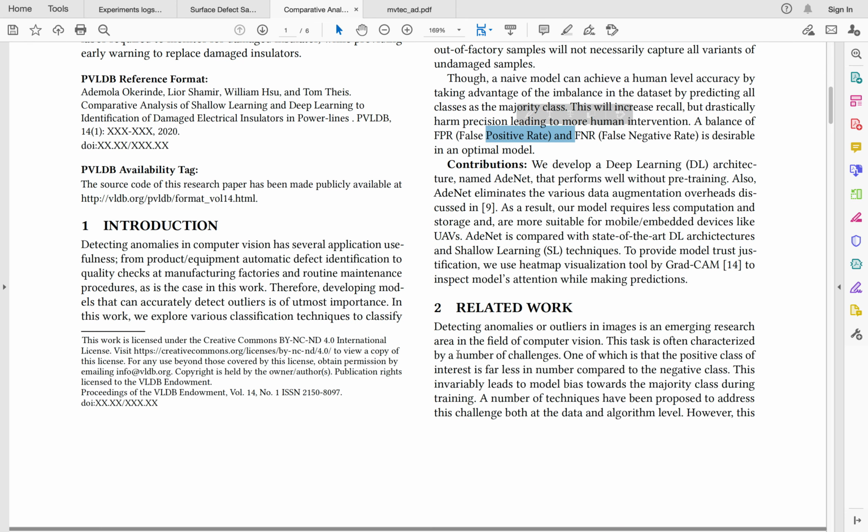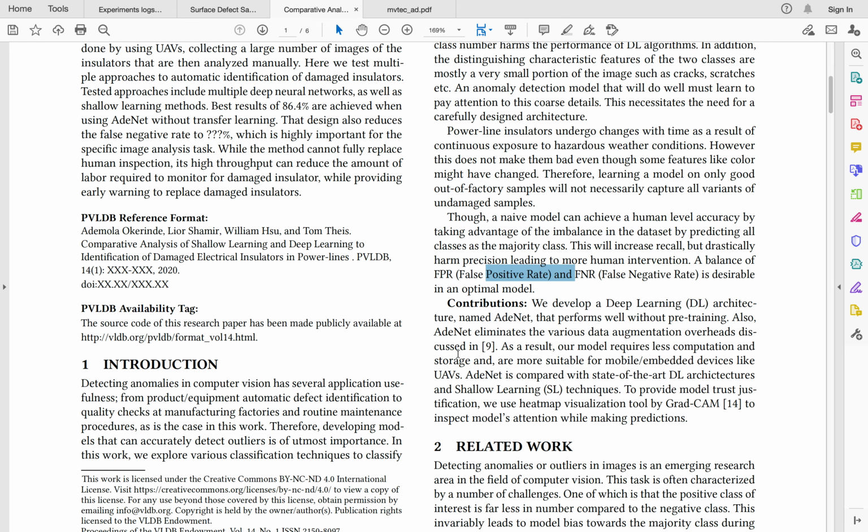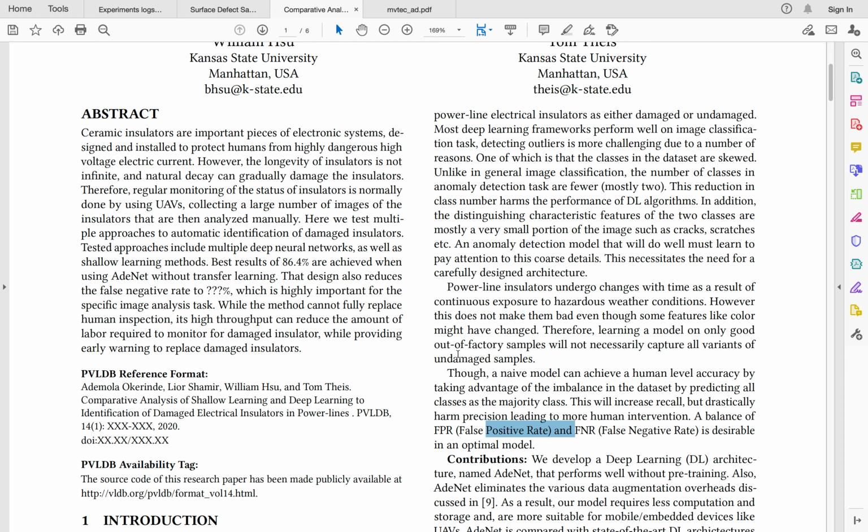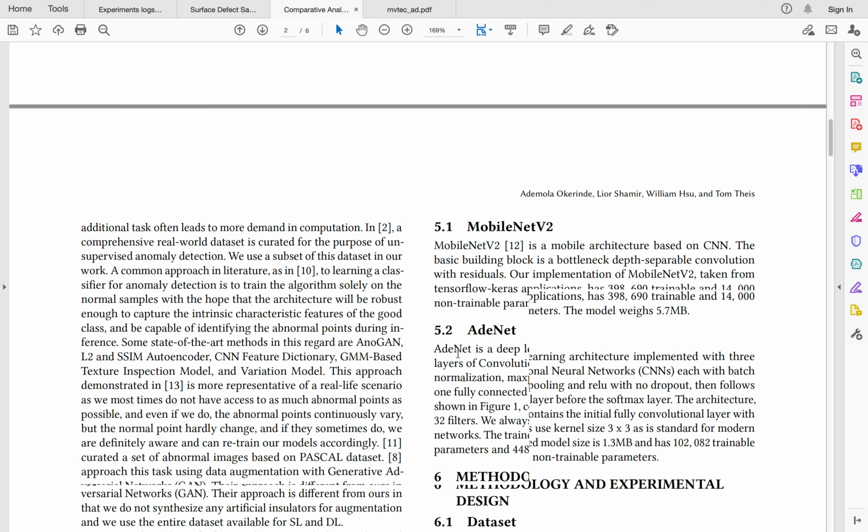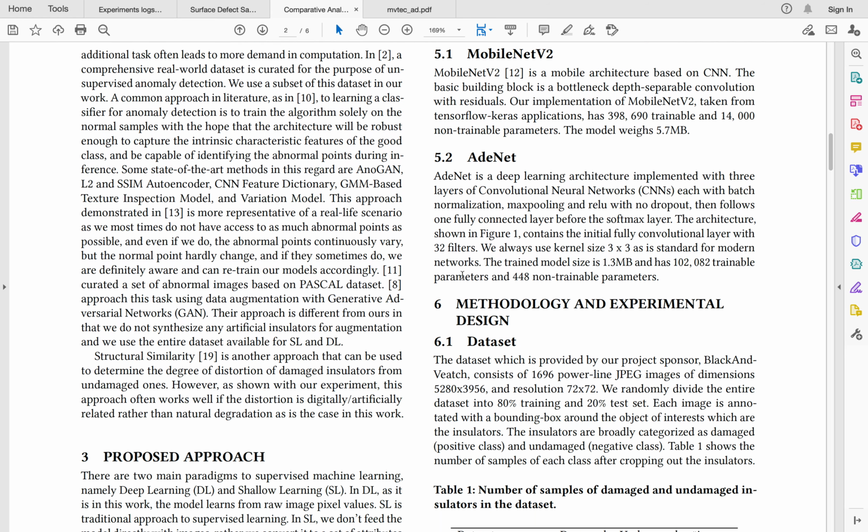So in summary, that is my focus of research, and there are a lot of methods that are being used, like AnoGAN, autoencoder, GMM based, CNN feature dictionary, and all of these methods have their pros and cons. My attempt is to improve on this existing state of the art for different problem tasks for different domains.